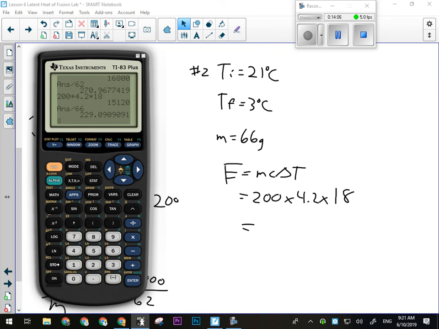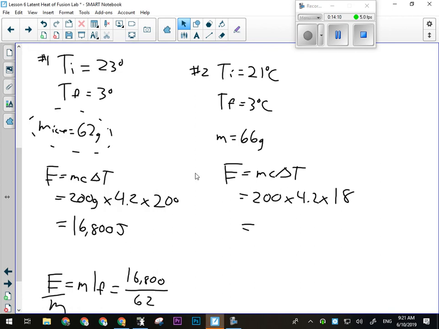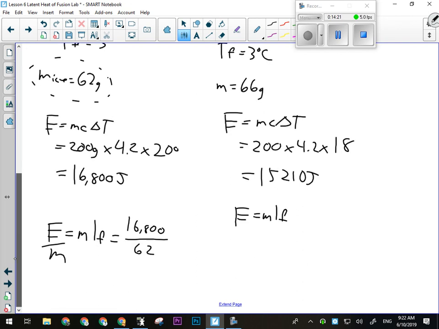You can see what your data says, but you're going to be doing the exact same calculations that I just did. This came out to 15,210 joules, and then I set that equal to E equals MLF, just like I did over here. I divided both sides by M to get LF. That was 15,210 divided by 66 grams.